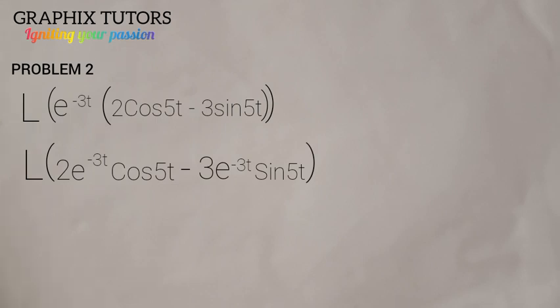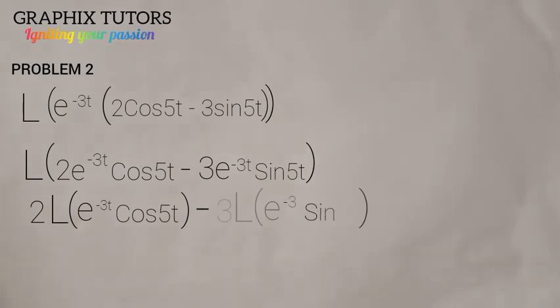Now if I open the bracket with the Laplace, the constant will come in front of the Laplace. So the Laplace of 2e minus 3t cos 5t will be written this way, minus the Laplace of 3e to the power of minus 3t sine 5t. This is how we are going to write it.